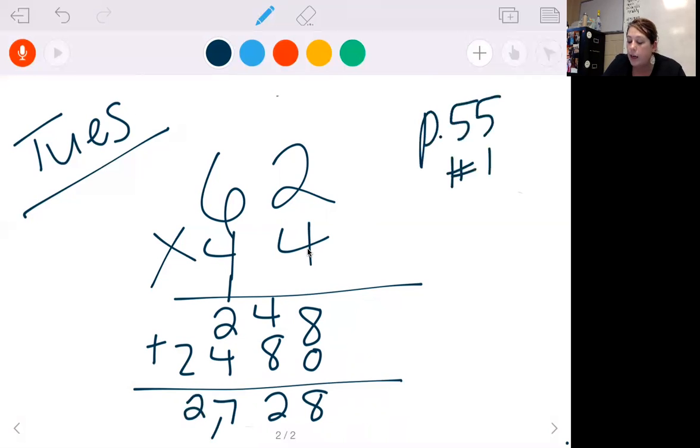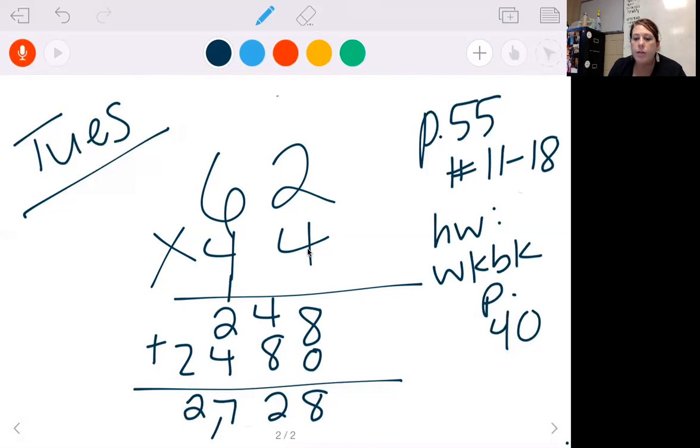This is a grade. And your homework is going to be workbook, page 40. Okay, so this is what I want you to work on today. It's all on Showbie, so go ahead and get started with that. And let me know if you have any questions.